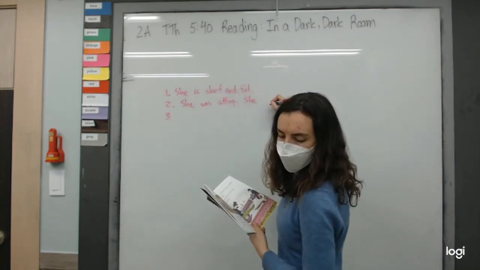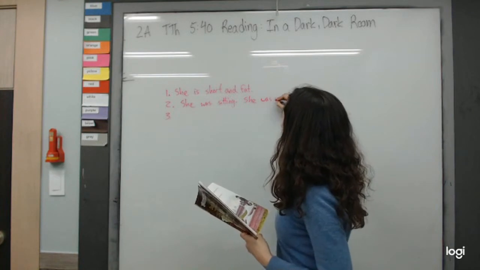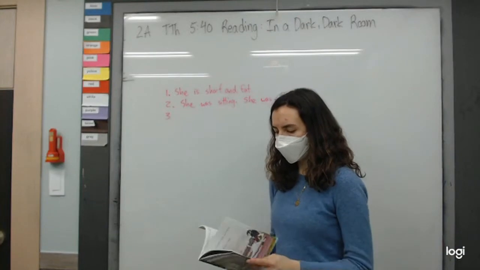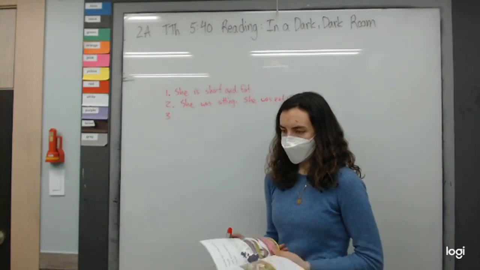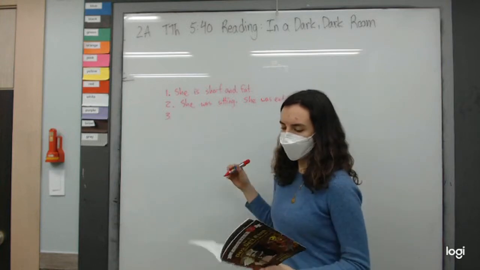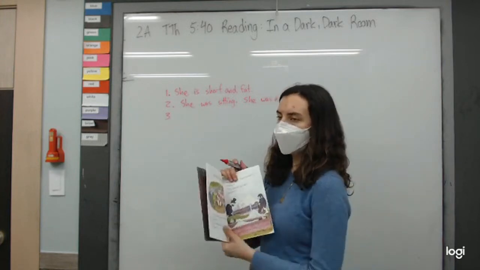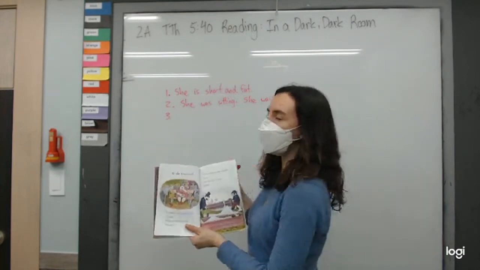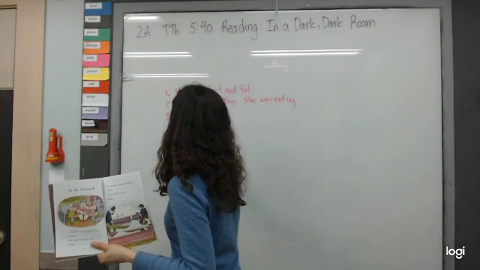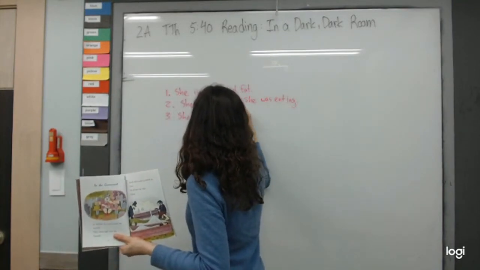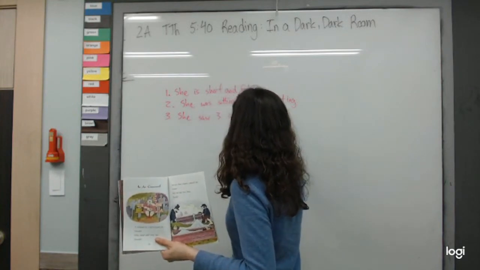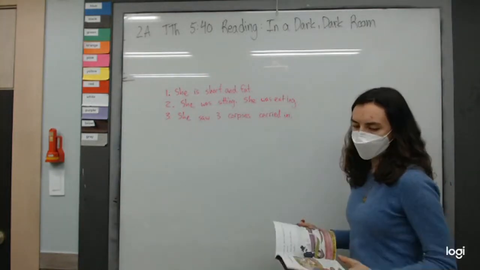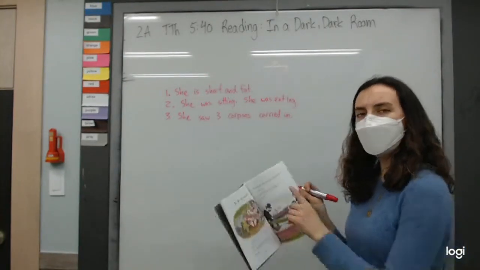Okay. Question number 3. What did the woman see in the graveyard? She saw 3. Yep. So on this page, you are right. She saw 3 corpses carried in. Okay. Very tall and very thin. I like this story because it rhymes.